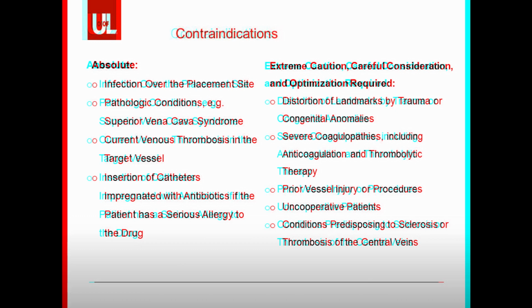Contraindications that would require extreme caution and a careful consideration for the balance of risks and benefits to that patient include a distortion of landmarks by trauma or other congenital abnormalities, severe coagulopathies, including a patient being on anticoagulation and/or thrombolytic therapy, prior vessel injury or procedures to the target vessel, patients who are uncooperative, and conditions predisposing to venous sclerosis or thrombosis.